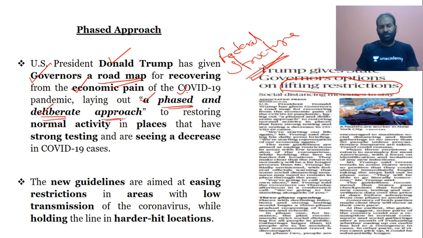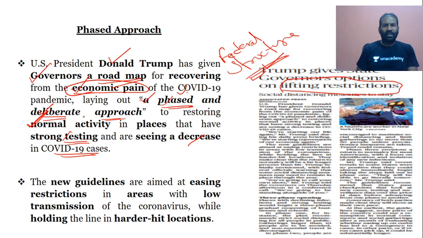So this is very important. How phased the US president is going ahead, and how deliberate his approach is in making sure that they come out of the economic pain and then go ahead with the normal activity which is supposed to take place, because all this has taken place because of COVID-19. While focusing on normal activity, they would also make sure that strong testing is in place, and with strong testing, that there would be a decrease in the COVID-19 infected patients, but that normal activity will again come into existence by a phased and a deliberate approach.